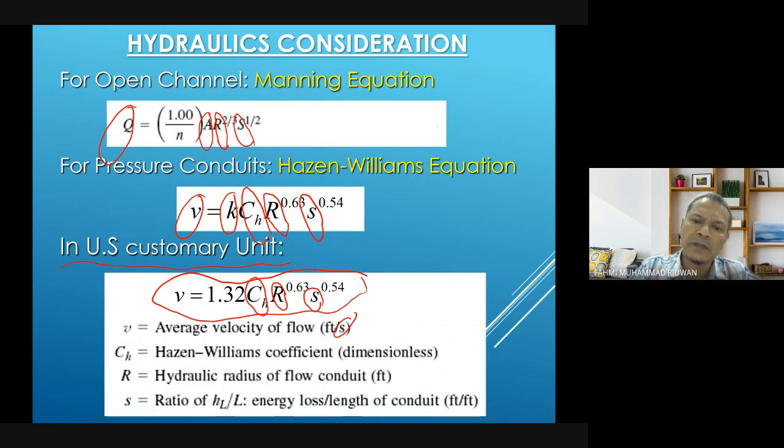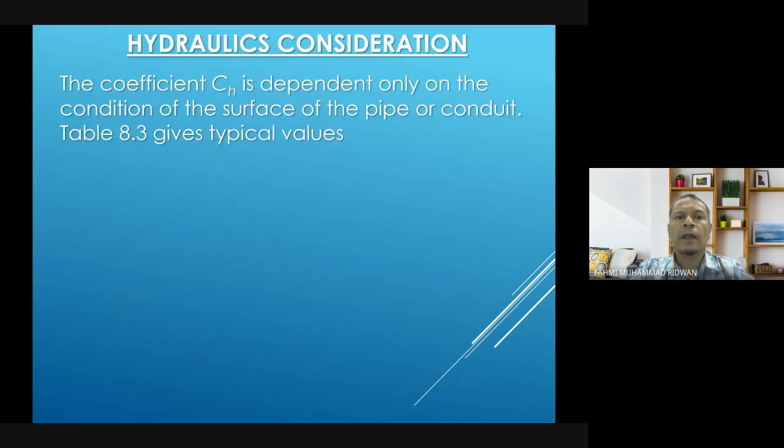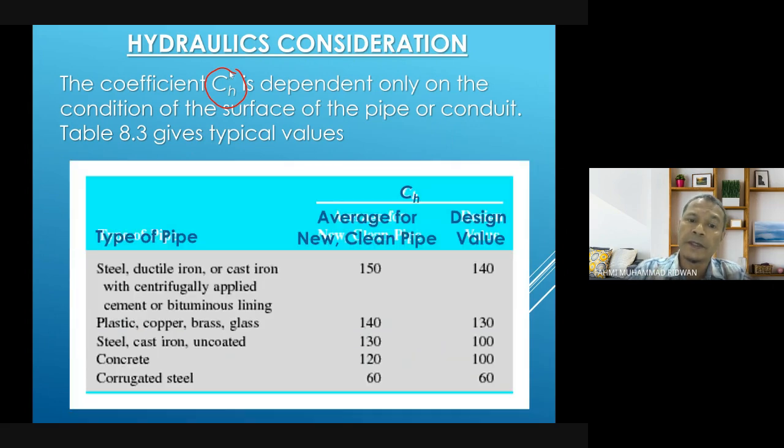So we can see the explanation: V is the velocity, CH is the Hazen-Williams coefficient, R is the hydraulic radius, and S is the ratio of head loss over length, HL over L. And in this hydraulic consideration, the value of the Hazen-Williams coefficient is only determined by the condition of the surface of the pipe or conduit. Normally it is written in one table.